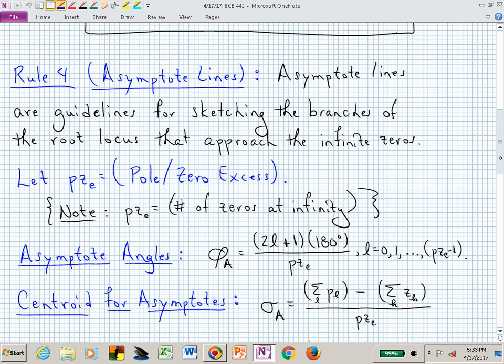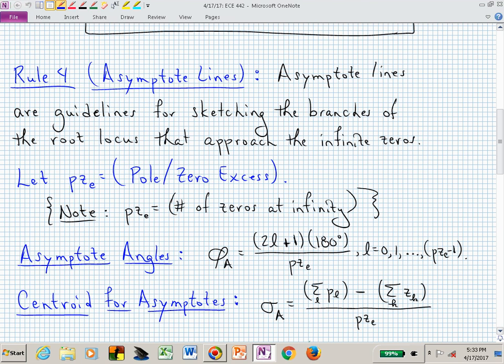It's a little bit long, but you can write all this down later, possibly. I just want you to understand it. Rule number 4 is really concerned with guidelines, or lines that are helping you sketch your root locus. Rule number 4 talks about the asymptote lines. You've already actually used asymptotes when we had a pole zero excess of 2 and our infinite zeros were at plus and minus 90 degrees. We were actually using this rule, but we hadn't yet introduced it.